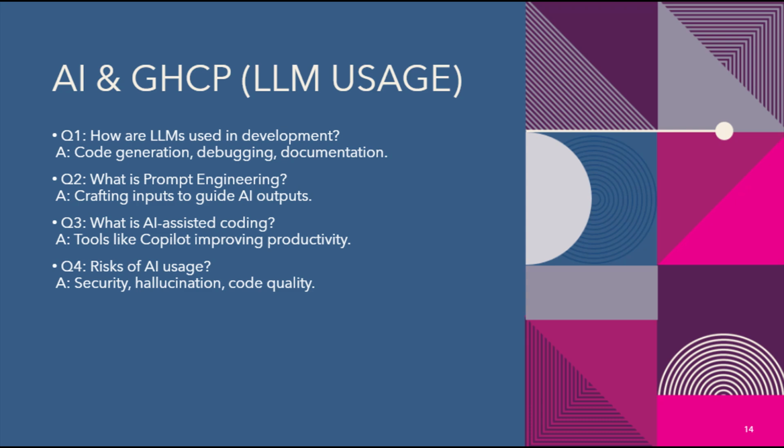AI-assisted coding tools like GitHub Copilot can speed up development, but they should always be used with proper review and validation. Interviewers may ask about risks. The major risks include hallucinated code, security issues, licensing concerns, and poor quality suggestions if outputs are accepted blindly. A strong answer shows that AI is a productivity enhancer, not a replacement for engineering judgment.